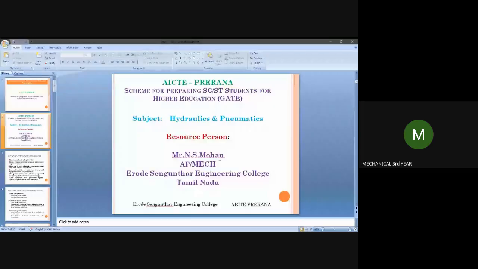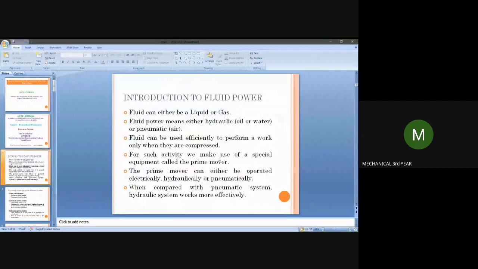So, coming to the topic, we have an introduction to fluid power. First of all, we have to know what a fluid is all about, and then we will be discussing the various types of fluid available and the various things that can be done with the help of this fluid. Okay, so here is the introduction to fluid power.